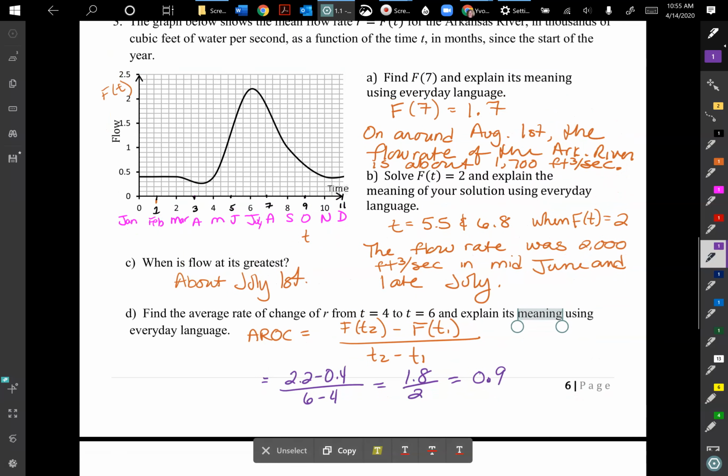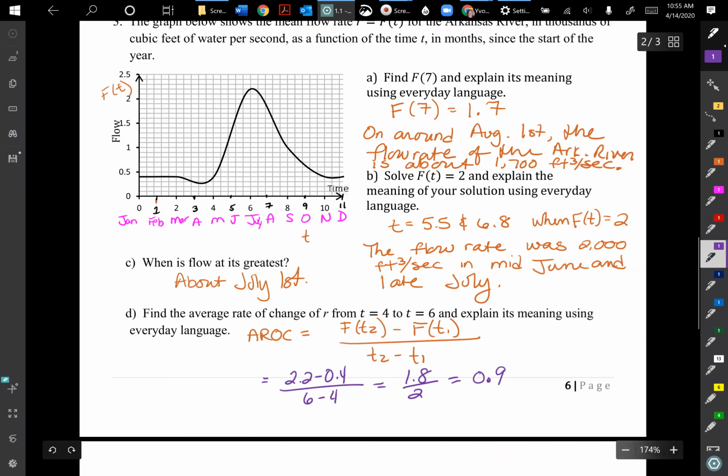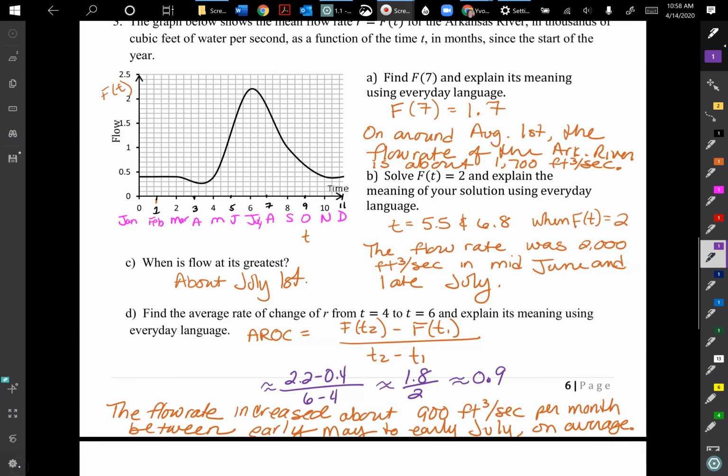So you give it a try. I'll write it out. Just pause the video and do it on your own. So the answer for this one is the flow rate increased about 900 cubic feet per second per month between early May to early July on average. So the key things to write are about, and the months that you have there. So stating your interval that you're taking the average for, and then write that it's on average.